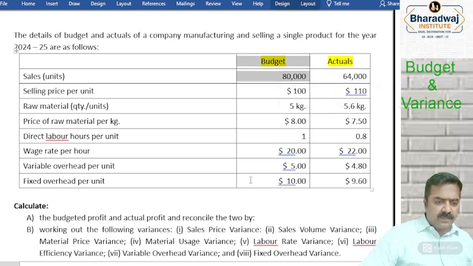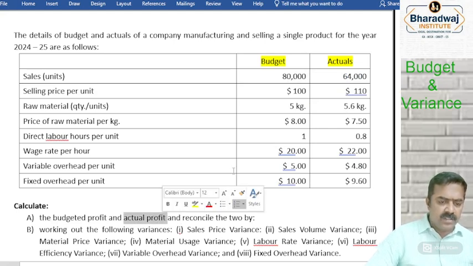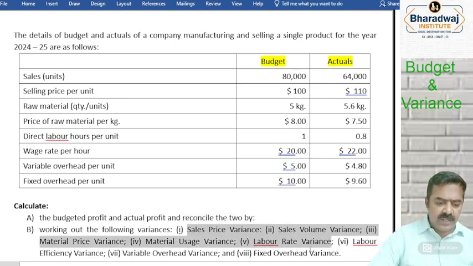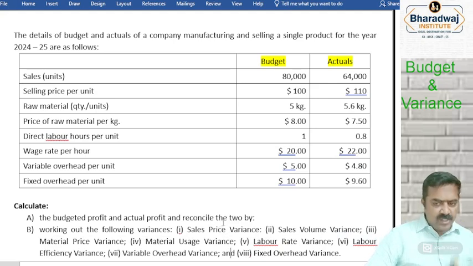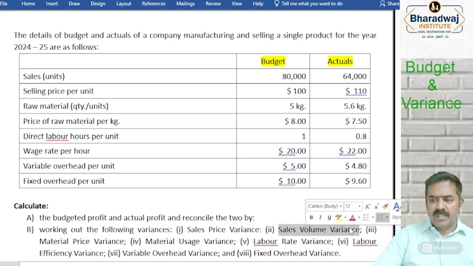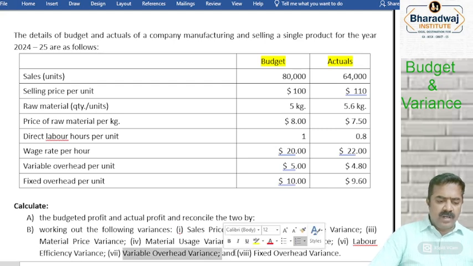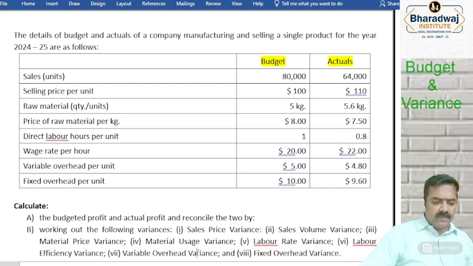Profit for this budget and profit for this actual output. Reconcile means analyze the reason for the difference into these variances: selling price variance, sales volume variance, which is the quantity variance, material price variance, usage variance, labor rate variance, efficiency variance, variable overhead variance, and fixed overhead variance. We will go to that later.